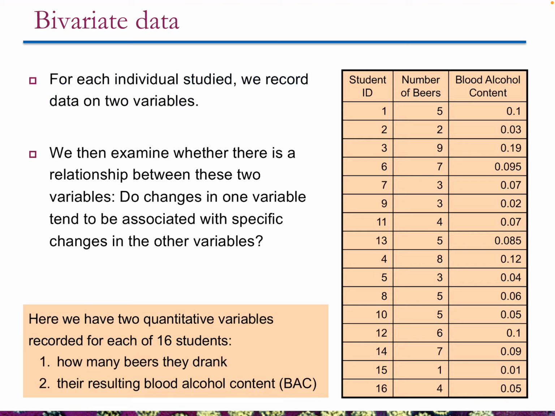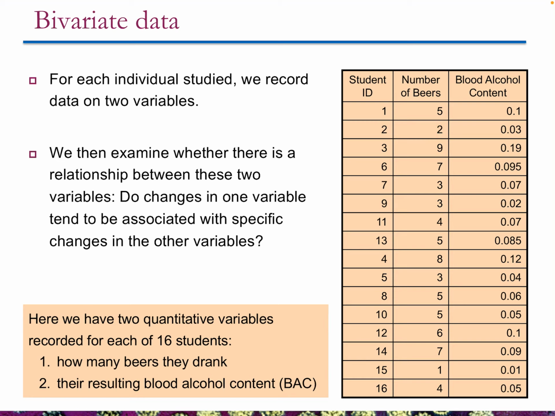Take a look at this data here on the right. In the first column is student ID. This is just a way of identifying the individuals in the study. This is not a variable in our study. Our first variable in this case is number of beers consumed. You see this student had 5 beers, this one had 2, this one had 9, wow, and so on. Then our second variable is blood alcohol content, BAC. So student number 1 who drank 5 beers had a blood alcohol content of 0.1. Student number 2 drank 2 beers, had a BAC of 0.03.